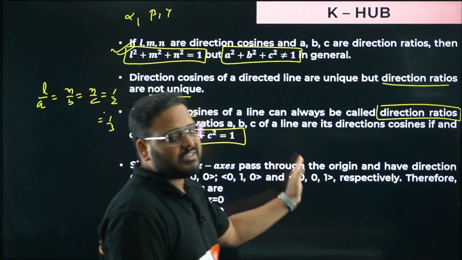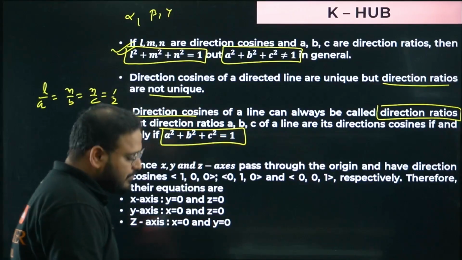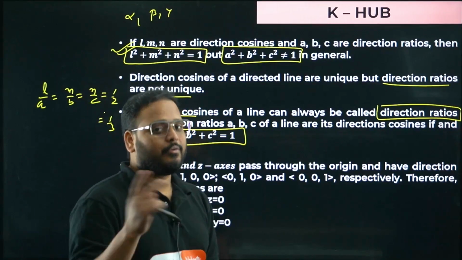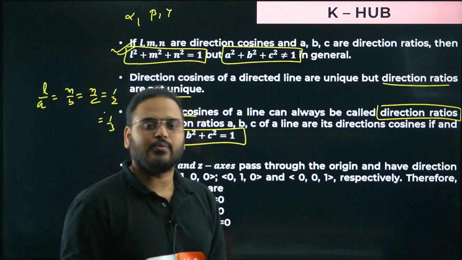Over here what we have for z axis: 0, 0 and 1. Okay, so they are very simple, bacha. Yes, they are very simple. But if you don't remember this simple concept, you lose marks in your MCQs. So it's very important to know this.